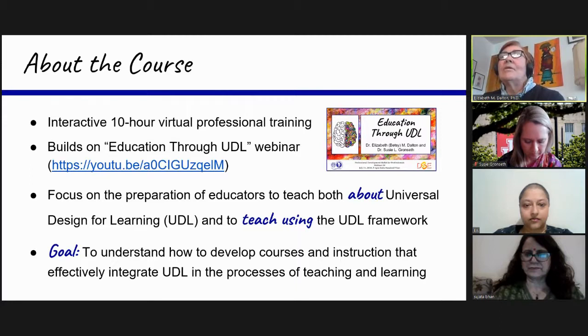And as a result of that, we started talking together about the possibility of doing a more in-depth experience for teachers in India that focused on helping to prepare educators to teach both about universal design for learning and also to teach using the UDL framework. And the goal that we developed together was to understand how to develop courses and instruction that effectively integrate UDL in the processes of teaching and learning. And you can see there, that's the slide from the webinar itself. So that's basically about the course.